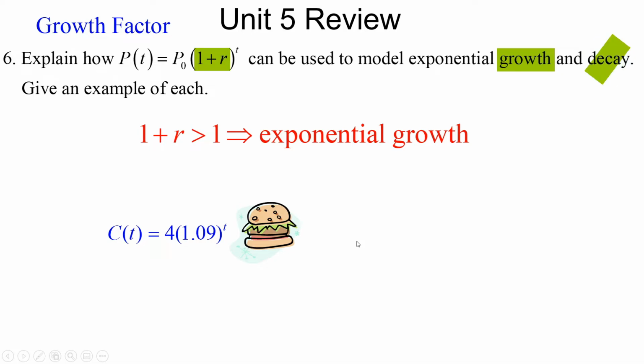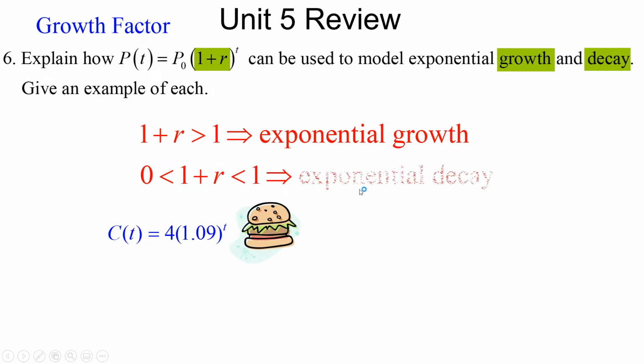Okay, how about decay? Well, again, if the growth factor, that 1 plus r, is between 0 and 1, we will have exponential decay. So here it is right here. Throw the growth factor right in the middle right there. 1 plus r. So if 0 is less than my growth factor and my growth factor is less than 1, we will always have exponential decay. And we had a few examples of that.